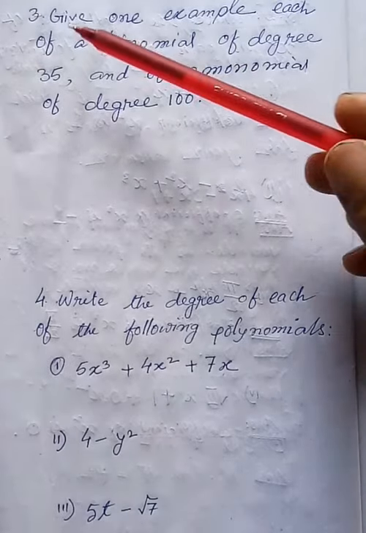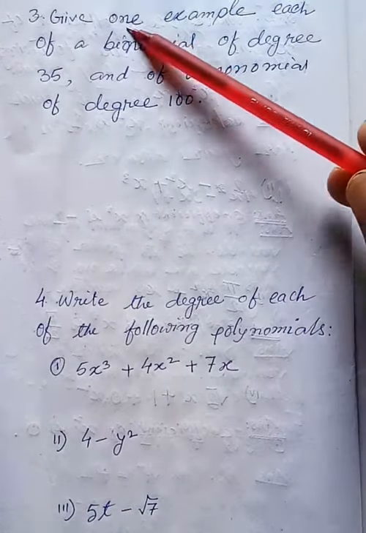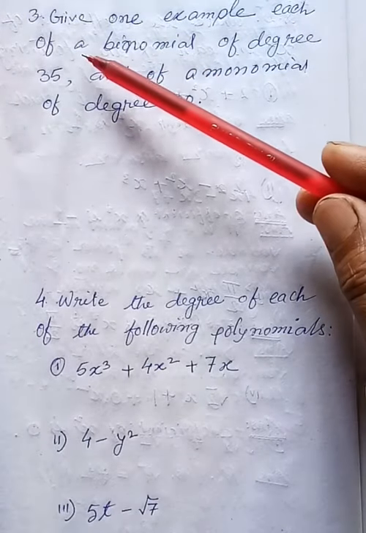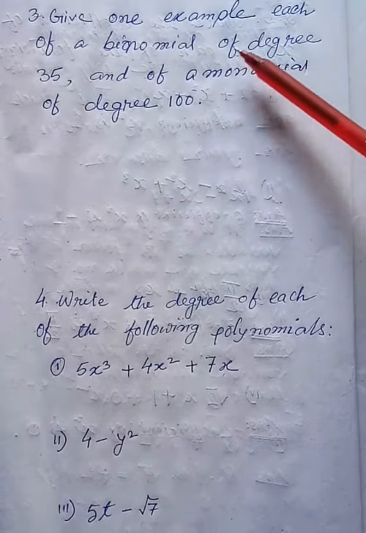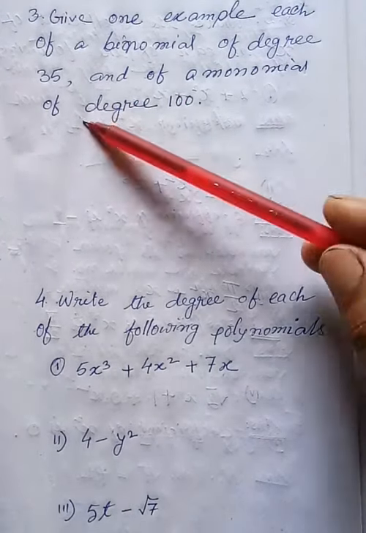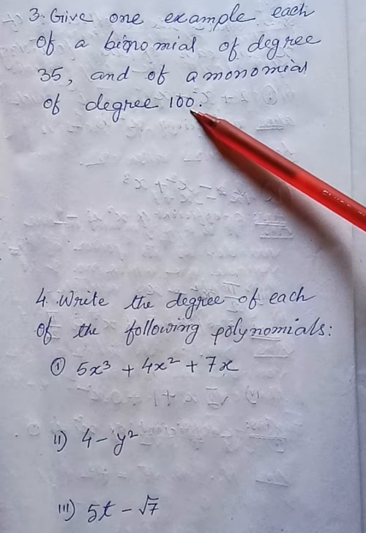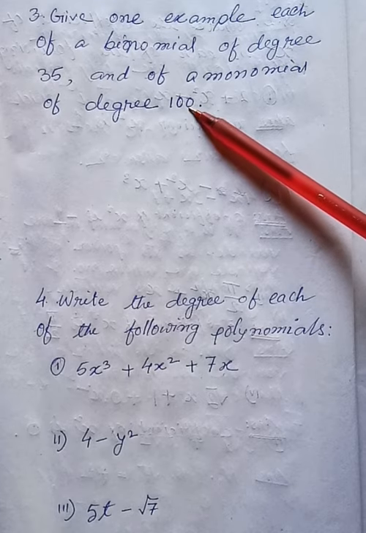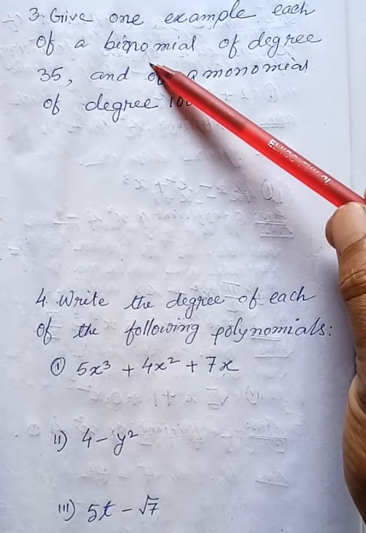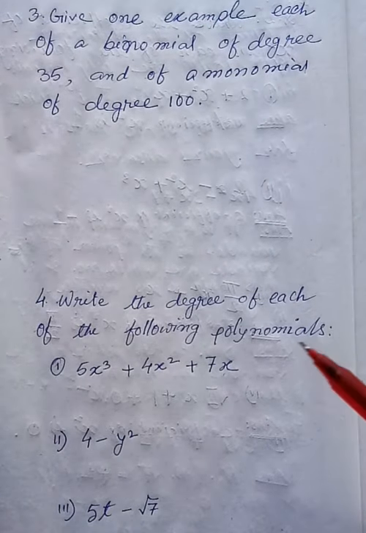Now come to question number 3. Give one example each of a binomial of degree 35 and of a monomial of degree 100. So it's a very simple one. You are asked to just give an example of a binomial and a monomial.